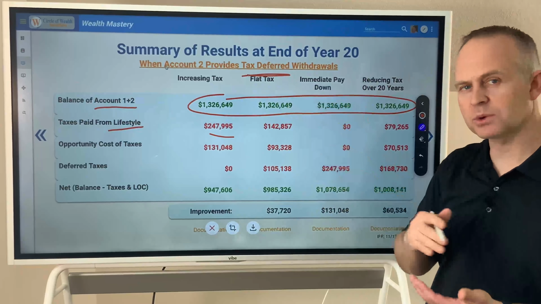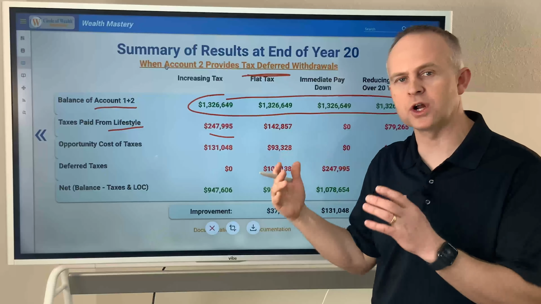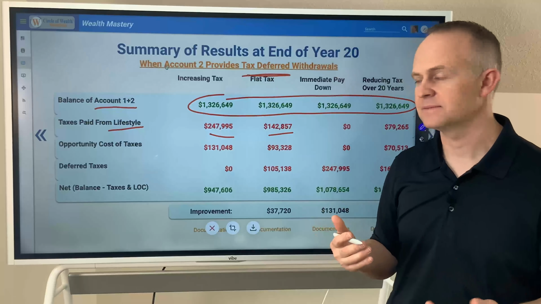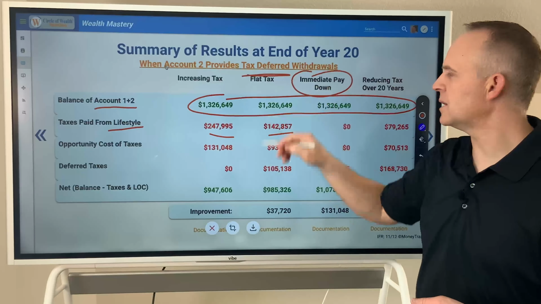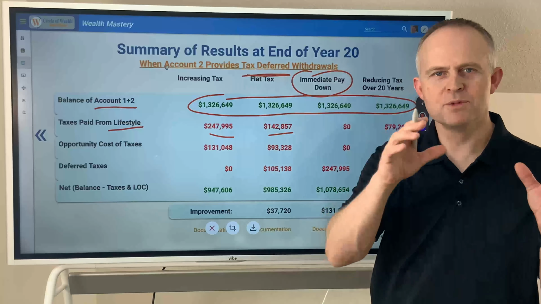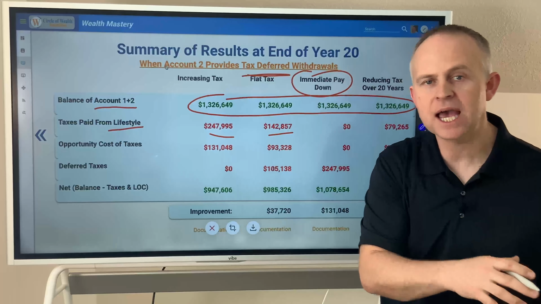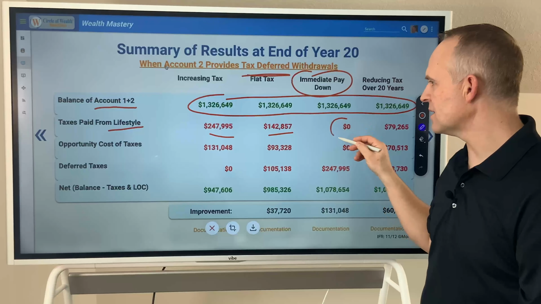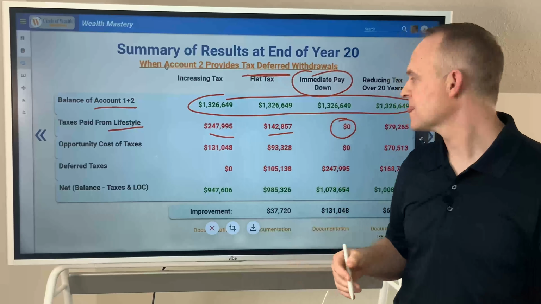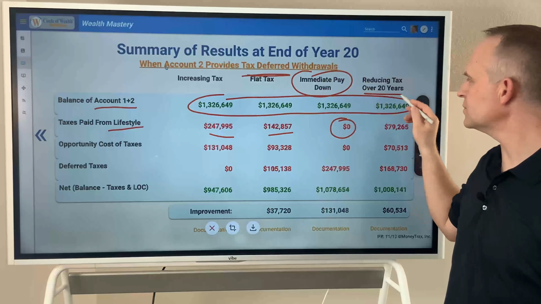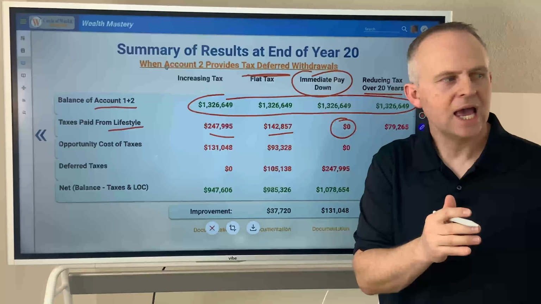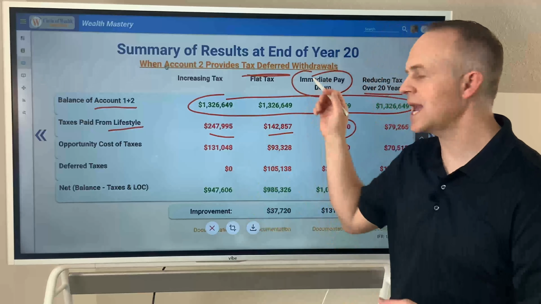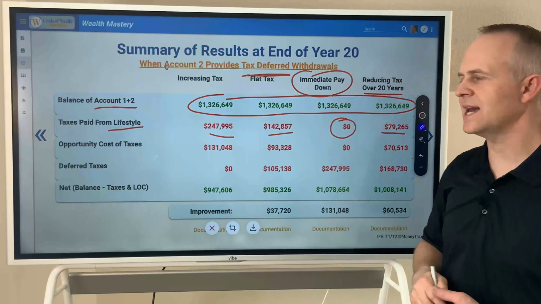In the flat tax, where we flatten and take just the earnings and move it over into a tax deferred account, we're talking about $142,000 in taxes. In an immediate pay down, meaning with the stroke of a pen, we move the money from a taxable account to a tax deferred account, we are talking about $0 paid out of your lifestyle in taxes. And if we reduce it over 20 years, meaning we take the money and over 20 years reduce the account by moving it over into account number 2, we're looking at $79,000.